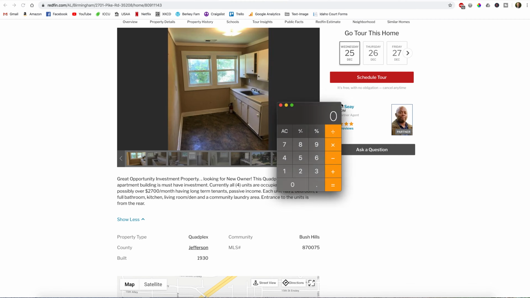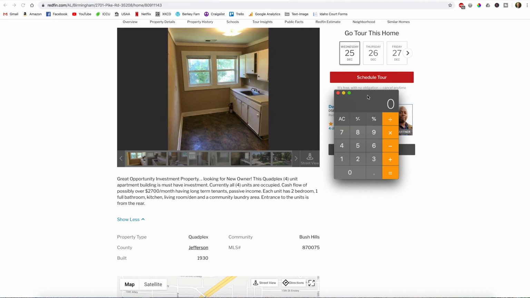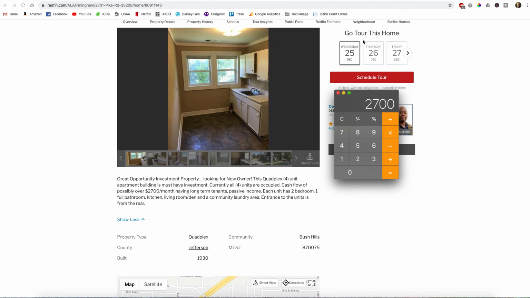Let's go to our calculator. First thing we're going to do is take the estimated cash flow, $2,700 a month, and take off 15%. I do 15% right off the top of the gross rents, and that gives me some reserves for maintenance, repairs, capital expenditures, anything like that.